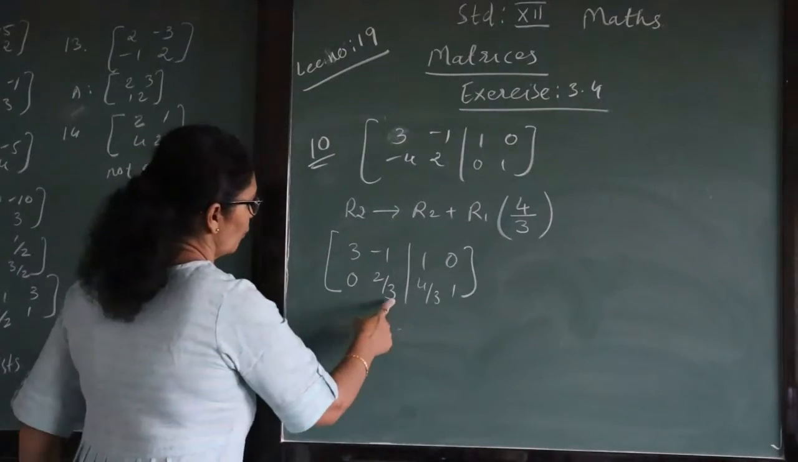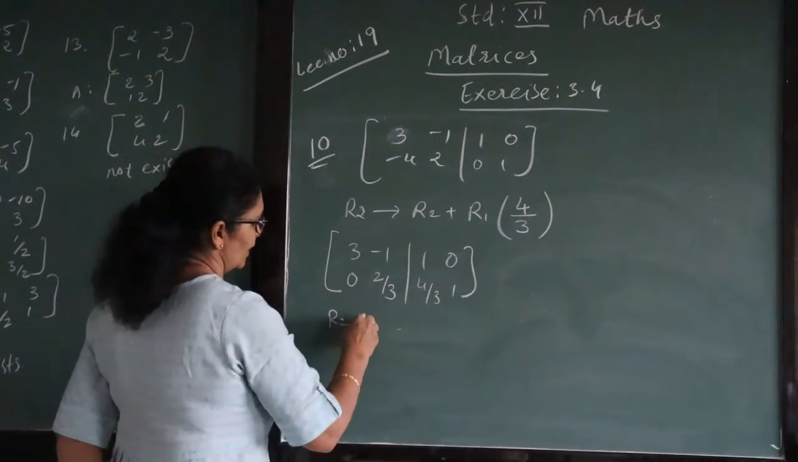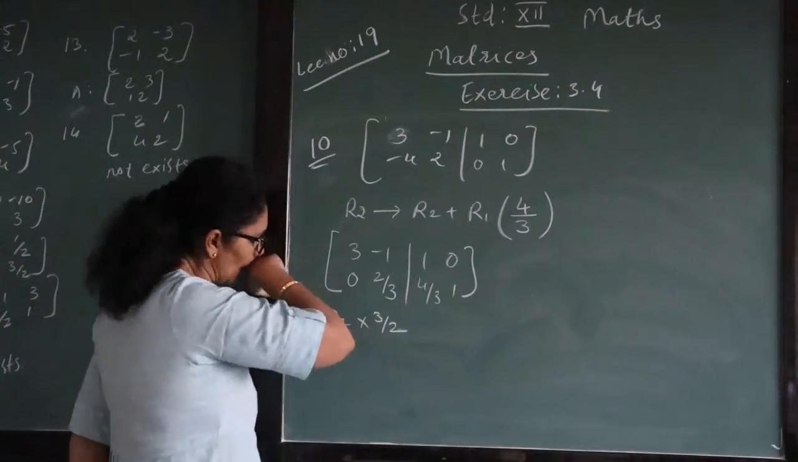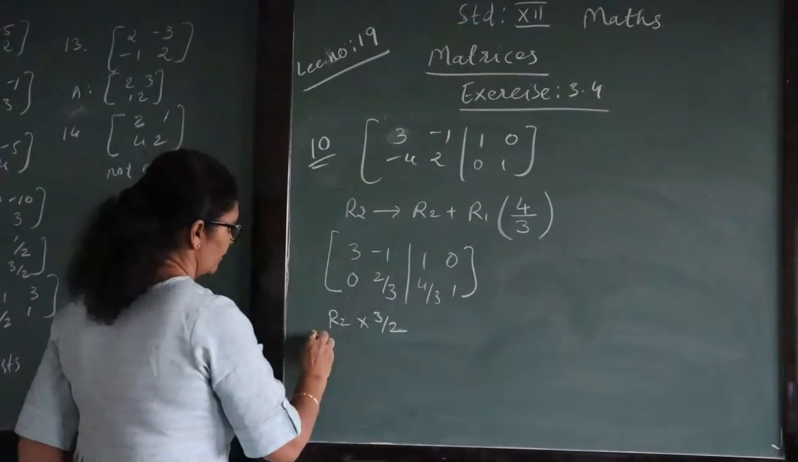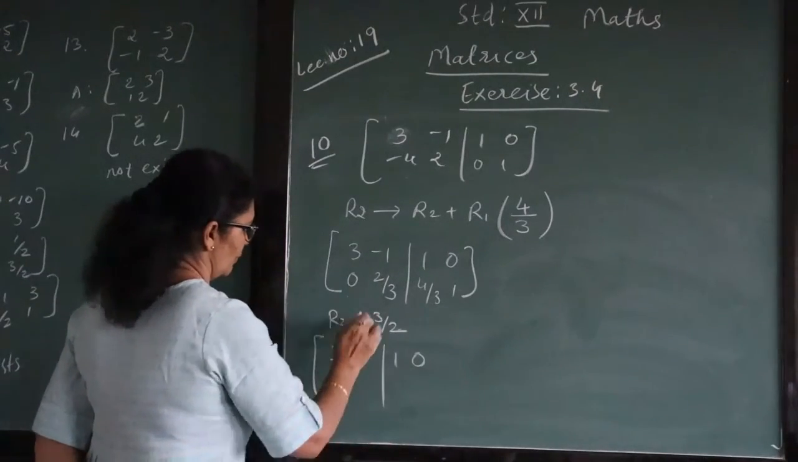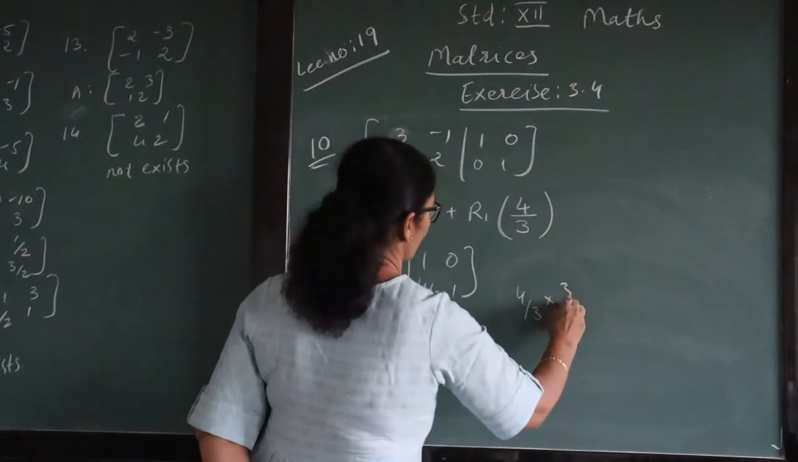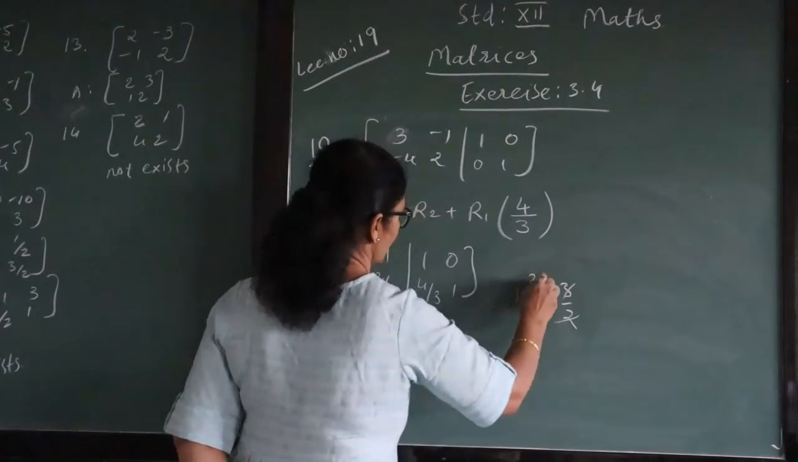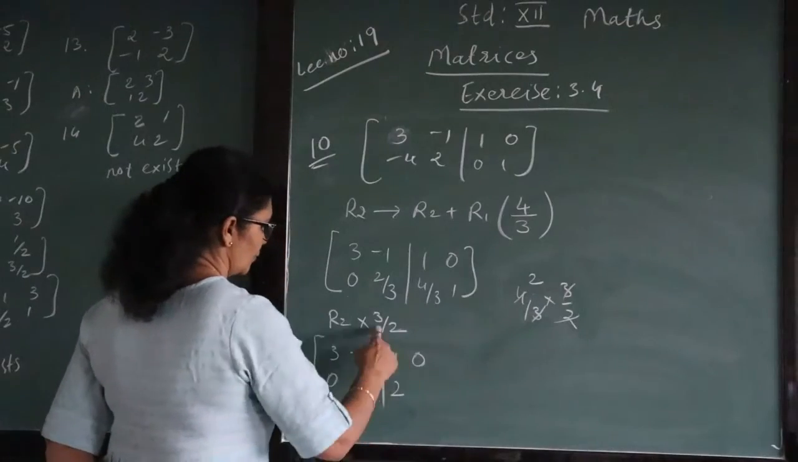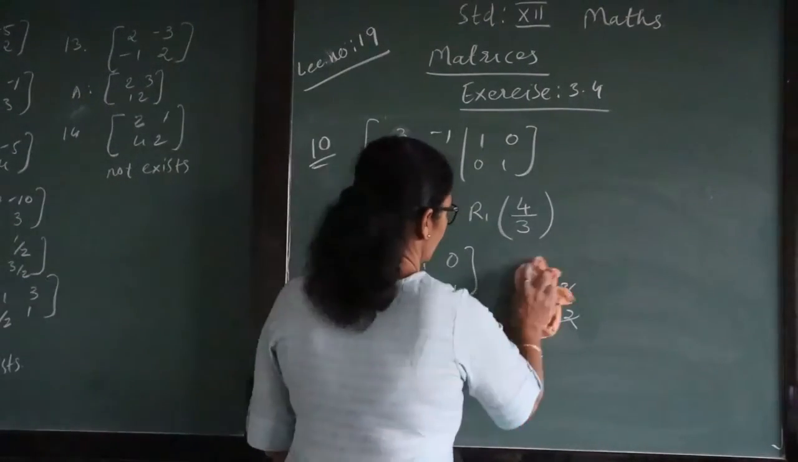Okay. Now we don't want this 3 and we don't want 2 also. So R2 multiply with 3 by 2, reciprocal of this. So you get 1. So first one we keep as it is 0. This became 1. When you multiply 4 by 3 with 3 by 2, what you get? 3 3 cancel and 2. So this will be 2 and this will be 3 by 2. First part clear?